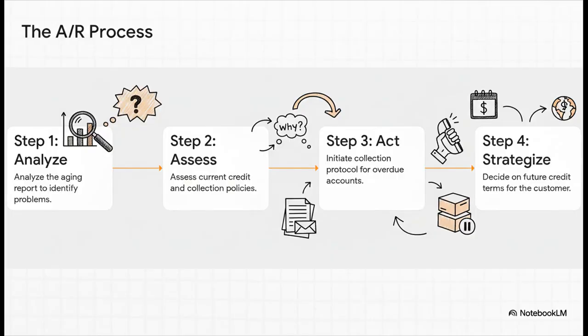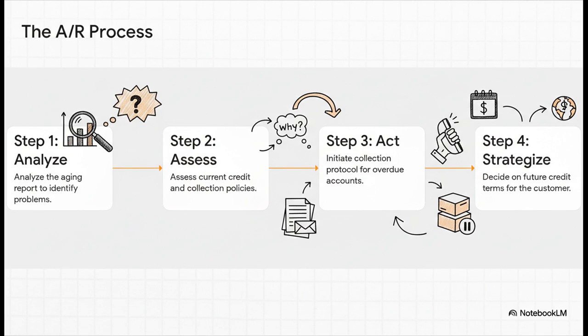So, what do you do about Global Tech? You follow a process. Step 1, analyze. We just did that. We identified the 15 grand as high risk. Step 2, assess. This is where you play detective. Why did this happen? Did our sales team give them credit when they shouldn't have? Is our collections process broken? Is Global Tech having bigger problems?